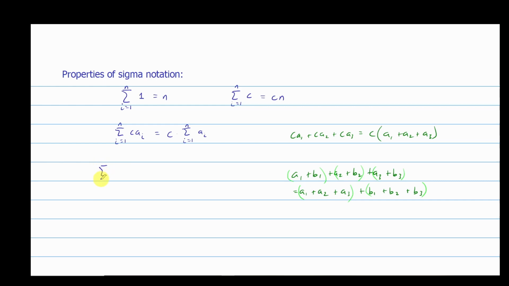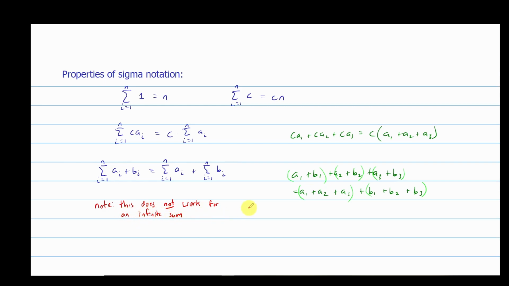Right? What does that look like in sigma notation? If I have the sum of ai plus bi, I can break that up into the sum of the ai's plus the sum of the bi's. I want to make a special note here. This only works for finite sums. It does not work for infinite sums.